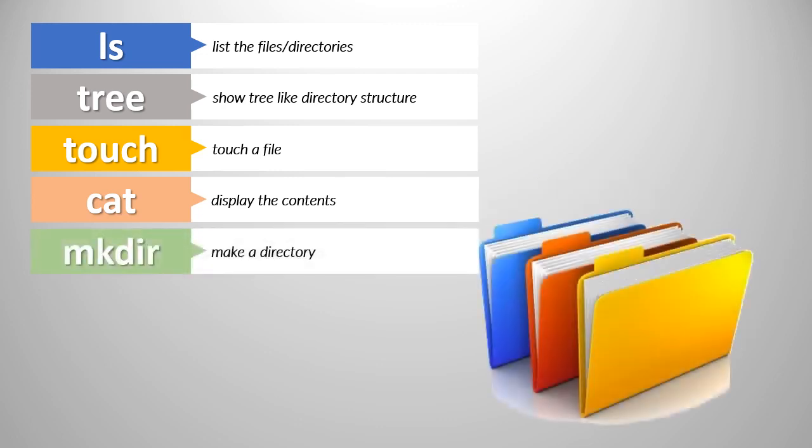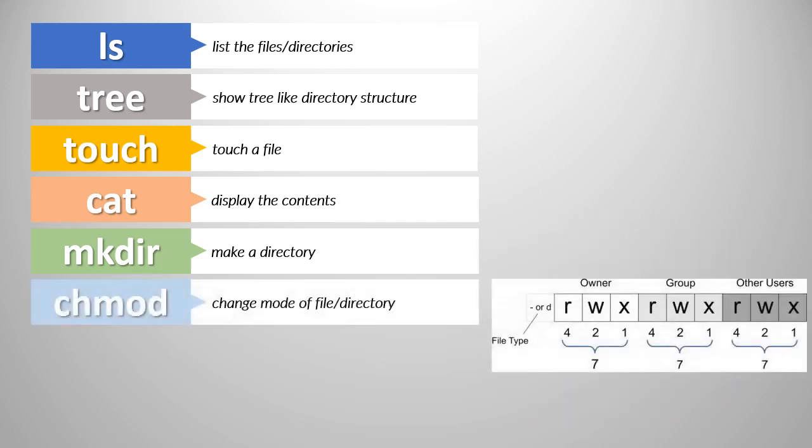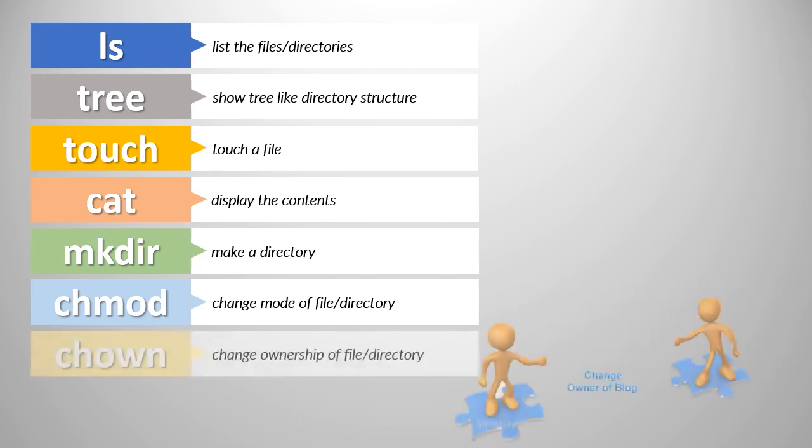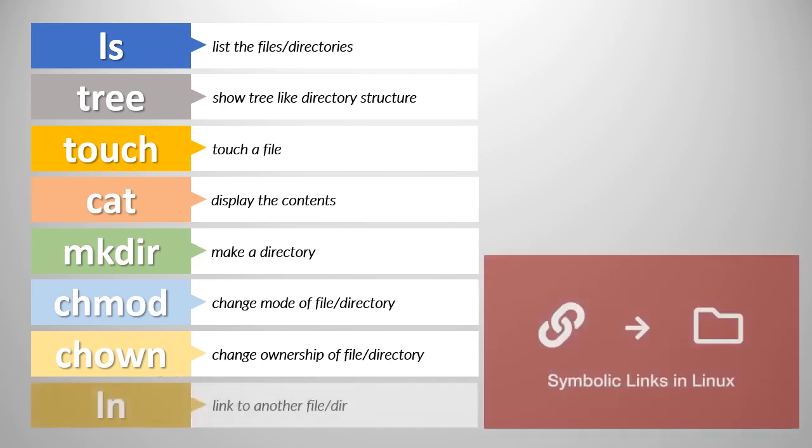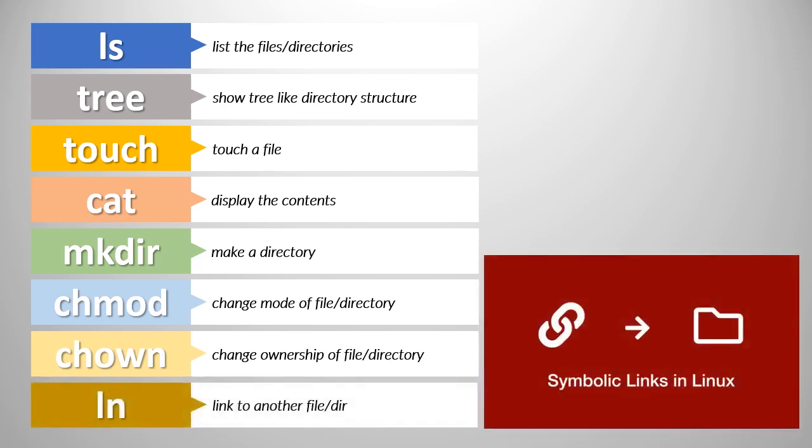Mkdir, make a directory. Chmod, change mode of a file or directory. Basically, you're changing the permissions of the file or the directory. chown, change the ownership of a file or a directory. ln, link to another file or directory. Now this is used to create dummy links from multiple places to the same file.